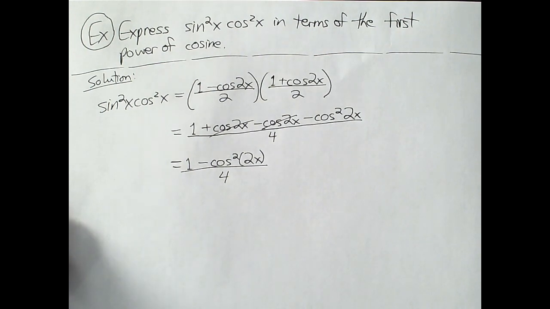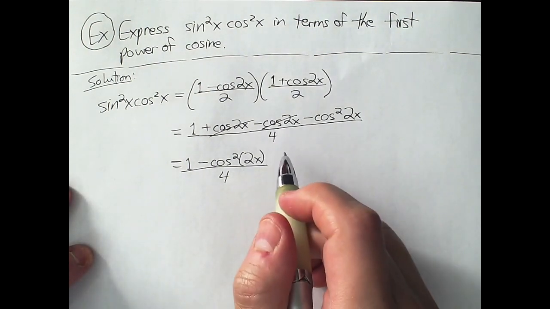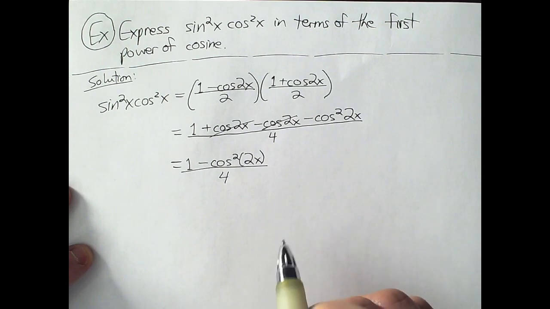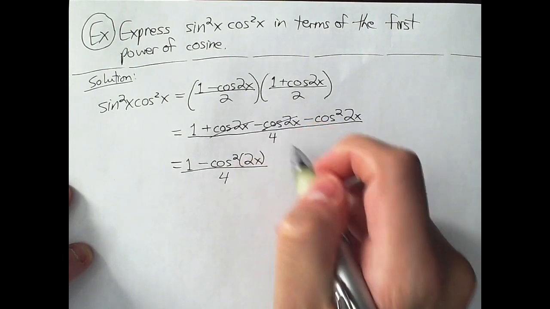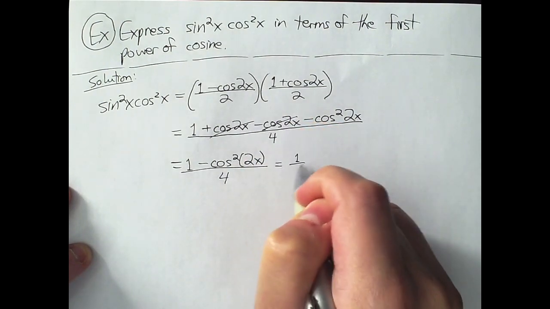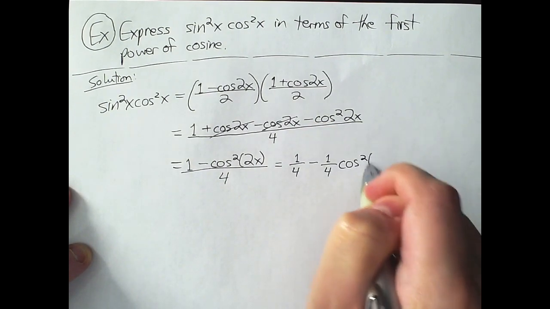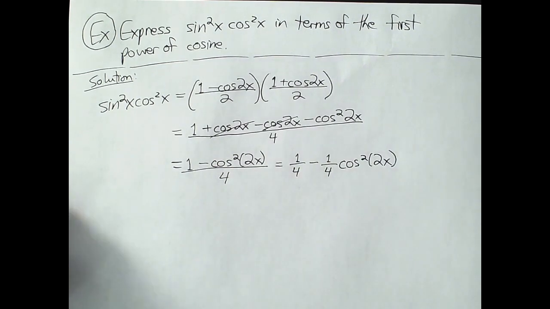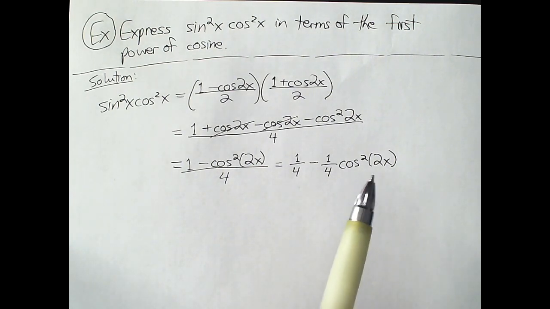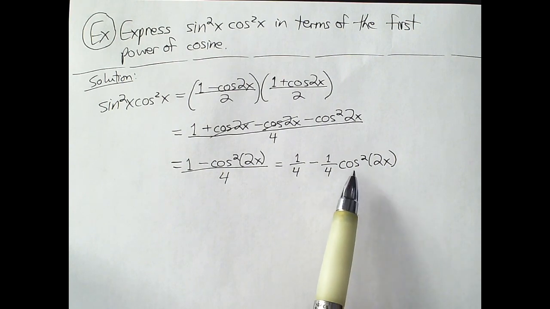All right, there's a couple of different ways we could probably go from here. This 1/4 is bothering me, so I'm going to split it up and say this is 1/4 minus 1/4 cosine squared 2x. I'm just trying to get the cosine squared 2x by itself. I'm looking for a way to get this to be just in terms of the first power of cosine. Right now it's the second power.